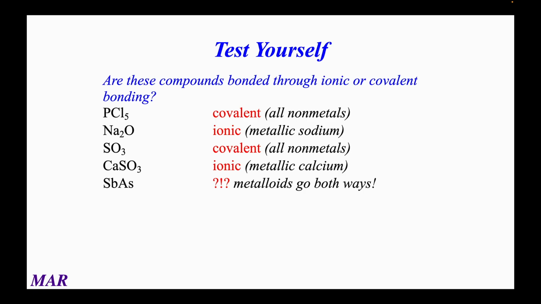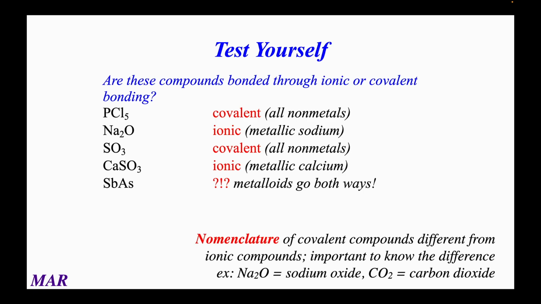And I wouldn't ask you ones like this, but hopefully it makes you think about when you have ionic versus covalent. So again, ionic bonds have metals, covalent bonds have just nonmetals. The nomenclature, which we talked about in the earlier lecture, of covalent compounds is different than the ionic compounds. And when you have a covalent compound, you can use the Greek prefixes. So for example, CO2 is carbon dioxide. PCl5, that first one up there, would be phosphorus pentachloride.